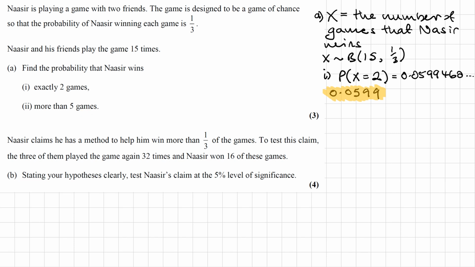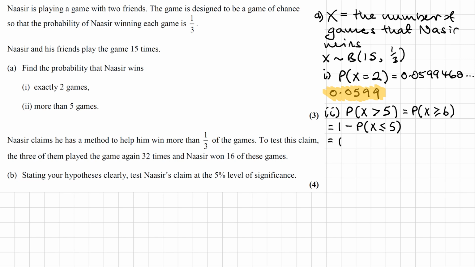Then for the second part of Part A, I need to find the probability that Nasir wins more than 5 games. So let's write down what that probability looks like. So more than 5 games. So probability X is more than 5. Now it's not equal to 5. So this is the same as saying the probability that X is greater than or equal to 6. And that in turn is equal to 1 minus the probability that X is less than or equal to 5.